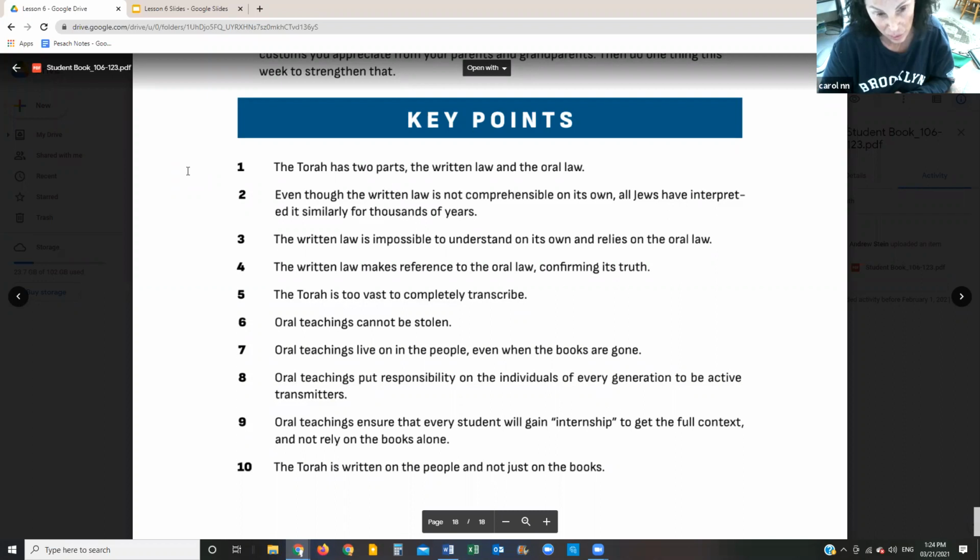Very good. Okay, and Sheila. Oral teachings cannot be stolen. Oral teachings live on in the people, even when the books are gone. Oral teachings put responsibility on the individuals of every generation to be active transmitters. Oral teachings ensure that every student will gain the full context and not rely on the books alone. The Torah is written on the people and not just on the books. Beautiful. Great. So thank you.